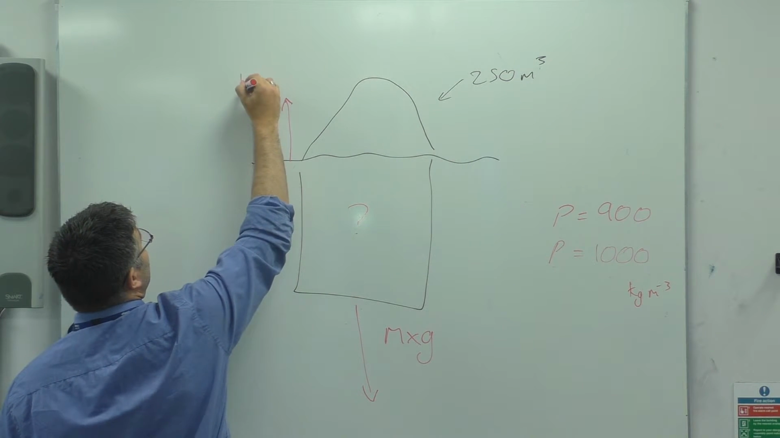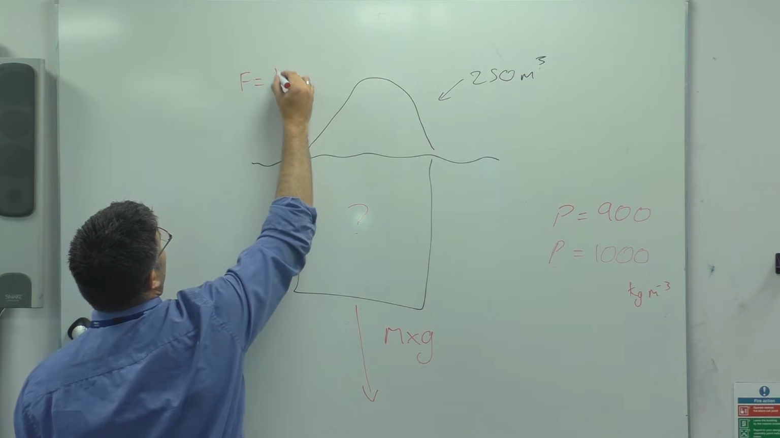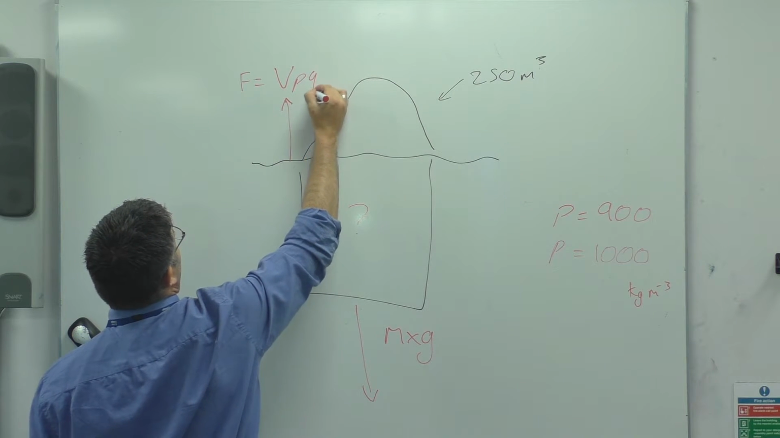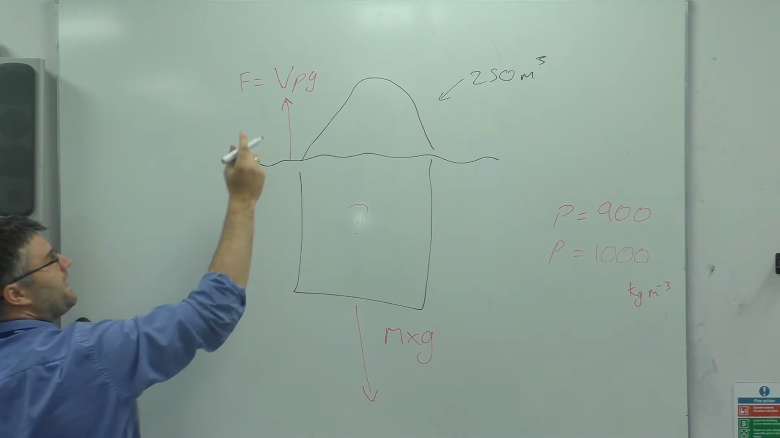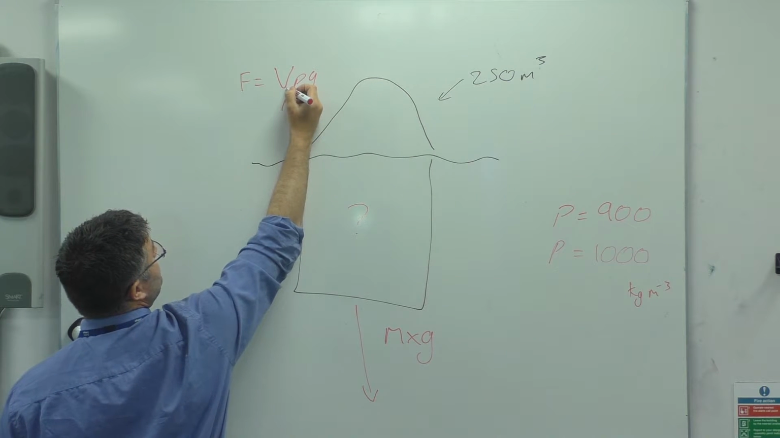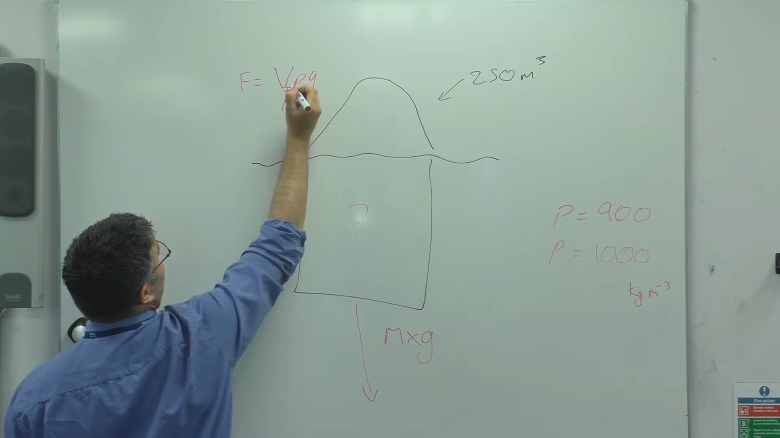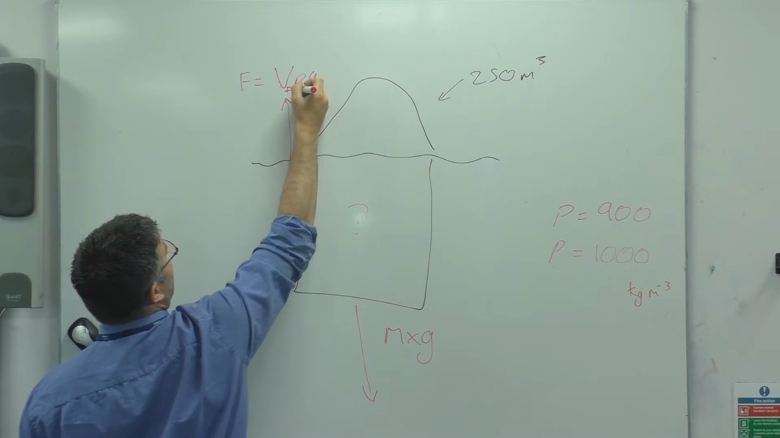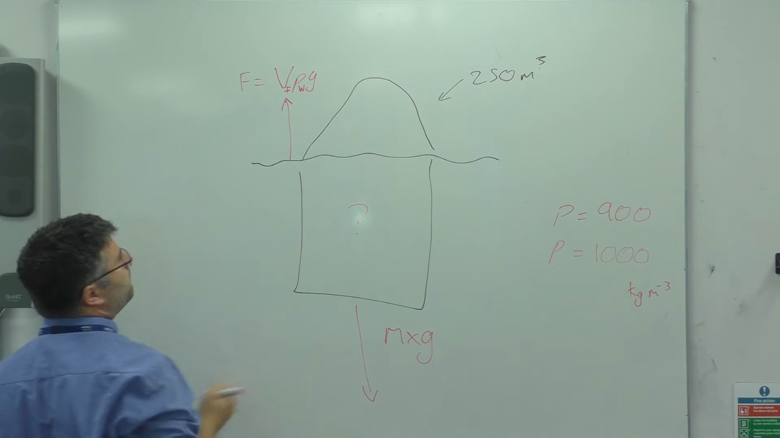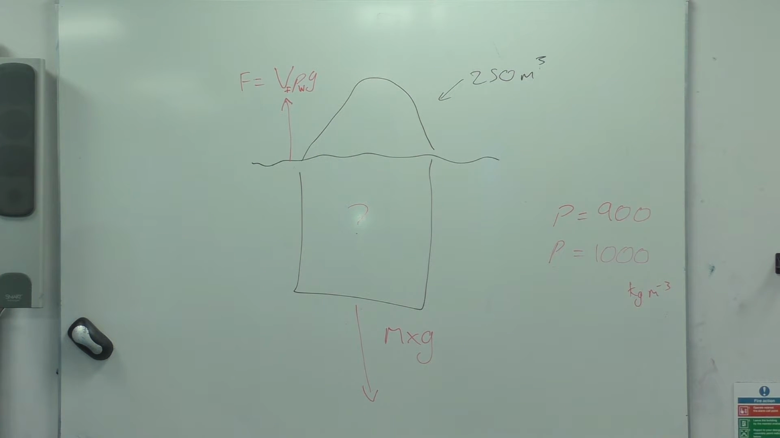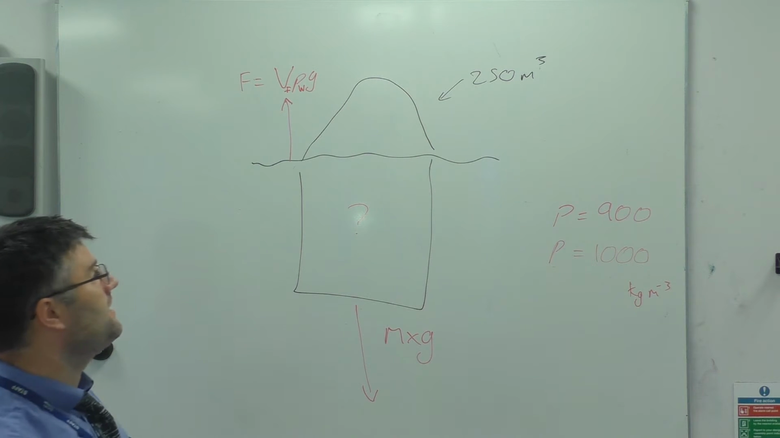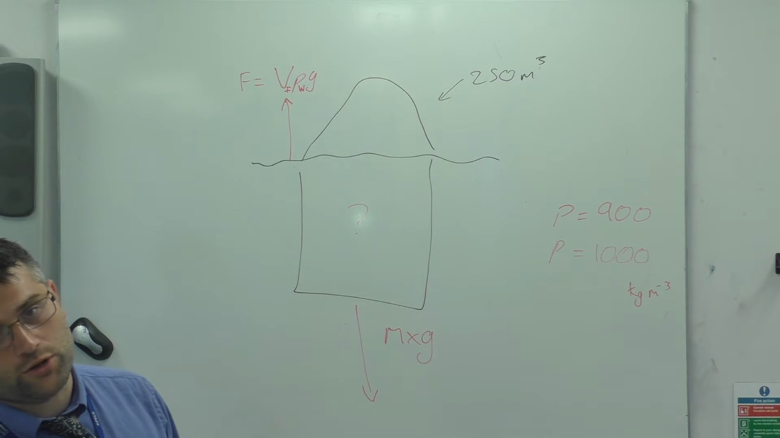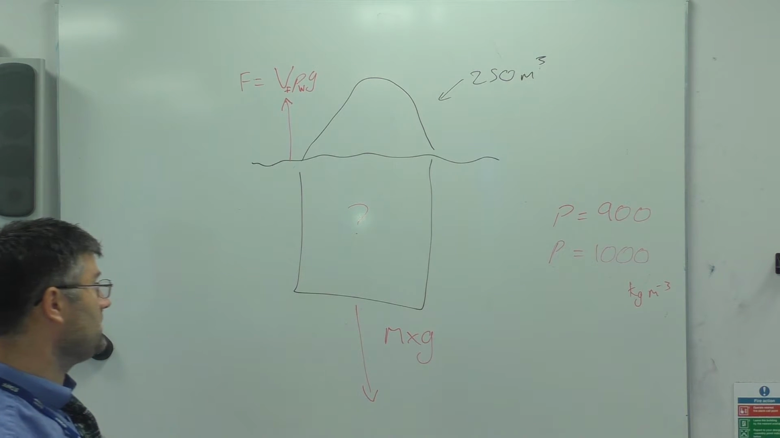previous video, is force is equal to V rho G, where, let's be clear on this, V is the volume of the iceberg under the water, and rho is the density of the water. Okay, so that's the density of water that's been displaced by the iceberg under the water. That's what gives rise to the upthrust.